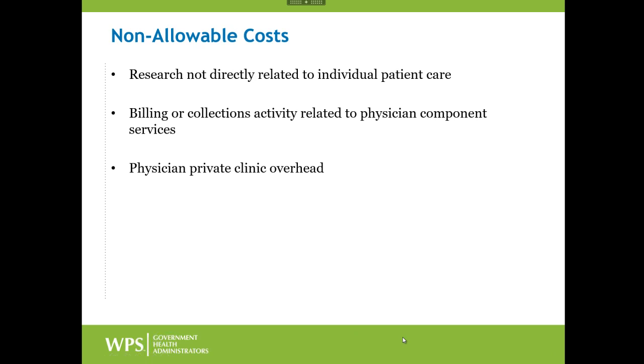Now let's shift gears and talk about non-allowable costs. Research that's not directly related to individual patient care is not allowable, so it would have to be adjusted out of worksheet A8 separately. Any sort of billing or collections activity related to a physician component service needs to be carved out, again through worksheet A8. And any sort of physician private clinic overhead would also need to be adjusted through A8. These are not allowable on the cost report, and they're not something that's going to be adjusted through worksheet A8-2 for reasons that we'll talk about in just a little bit.